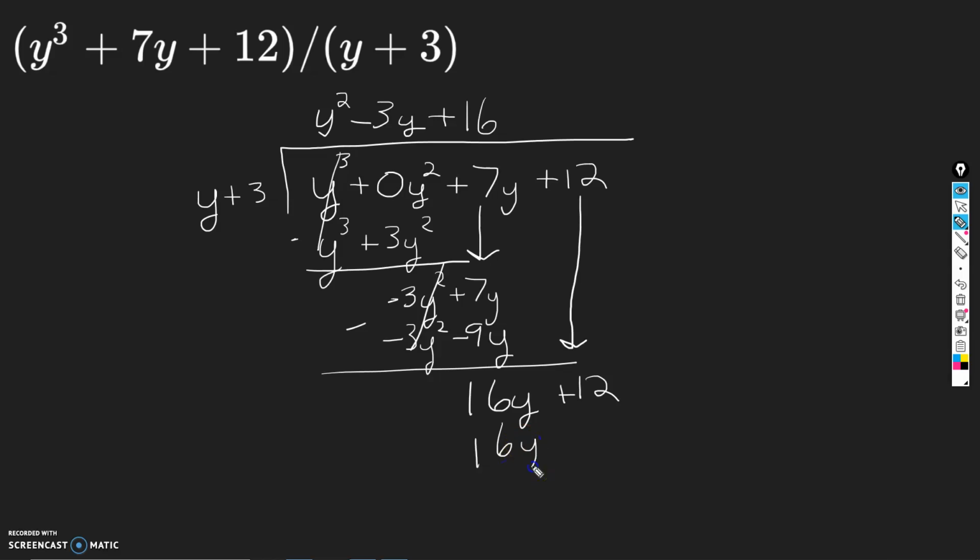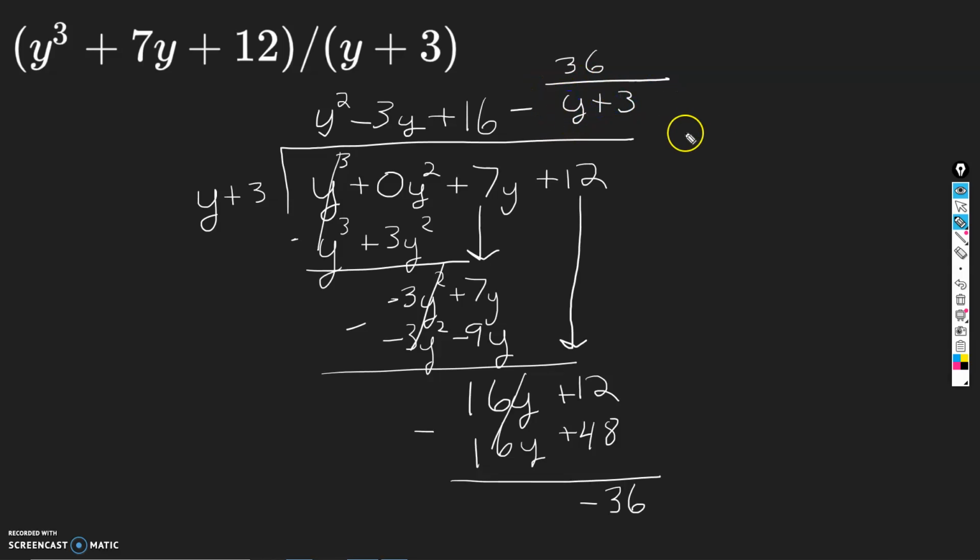So 16y. 16 times 3, that's going to be 48. And subtract. 16y minus 16y goes away. 12 minus 48, this is going to be negative 36. So how we write that, so it's negative 36, so it's going to be minus 36 over y plus 3.